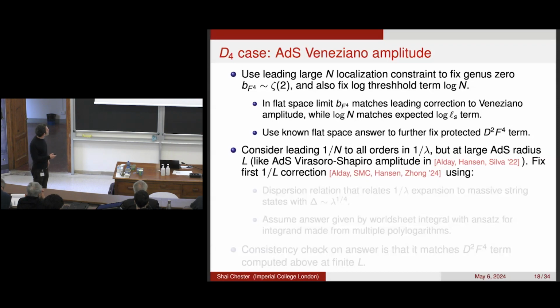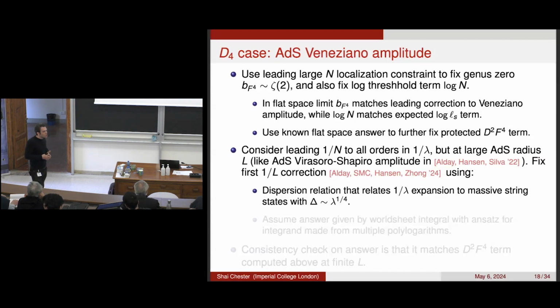So it turns out you can actually go beyond just the leading higher derivative corrections. You can go beyond this protected D^2 F^4 term. I had a paper with these authors very recently, just a couple months ago, where we used a method developed by Fernando and Tobias in their previous paper, which basically requires 2 ingredients. First of all, you propose a certain dispersion relation that relates the 1 over lambda expansion to certain operators that scale positively with lambda, which correspond to massive stringy states.